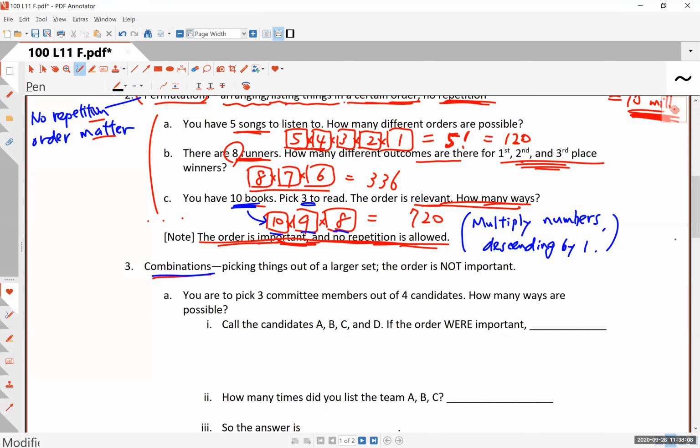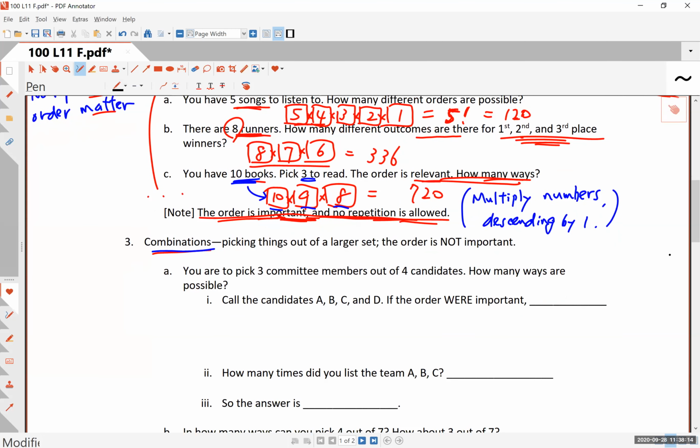Now I could write a formula. Maybe I'll write the formula later. Should I do that? Nah. I'm not even going to give you the formula here.